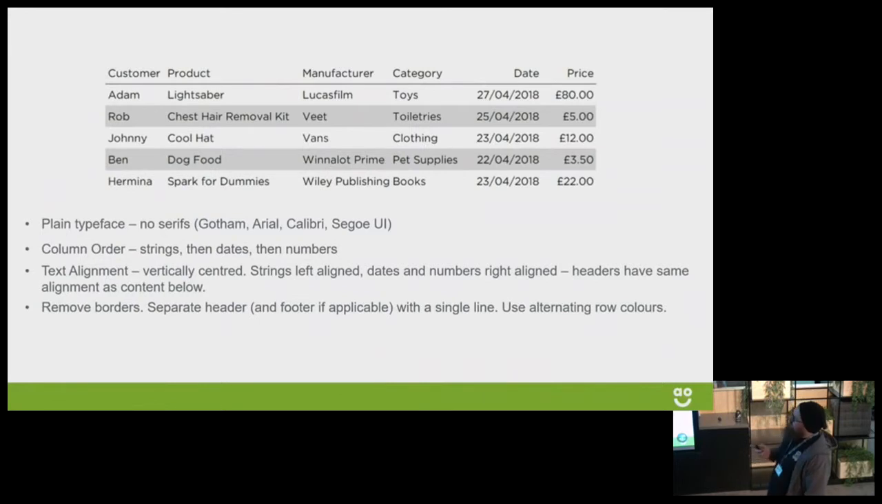Last thing we're going to do, something called visual funneling. So with visual funneling, what we're going to do is identify which data is most important and then use a little trick to make sure that we highlight that data.